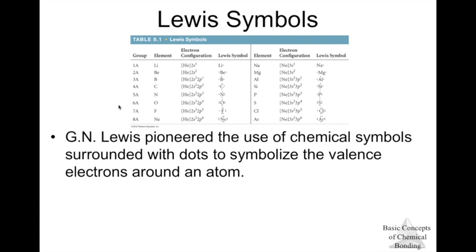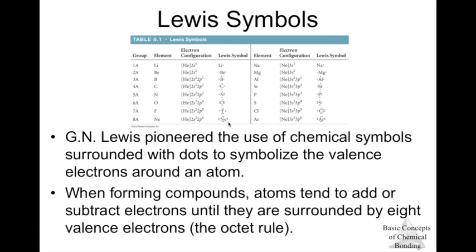So like lithium has only 1 valence electron and has just this 1 dot to represent that, versus neon, we talk about having its complete octet, has all 8 electrons. So it's not really all that interested in bonding to anything else. You can see it doesn't have any space to do really anything. So that's where you're trying to get to, right? Tend to add or subtract electrons till you're surrounded by 8 valence electrons, and that's the octet rule.